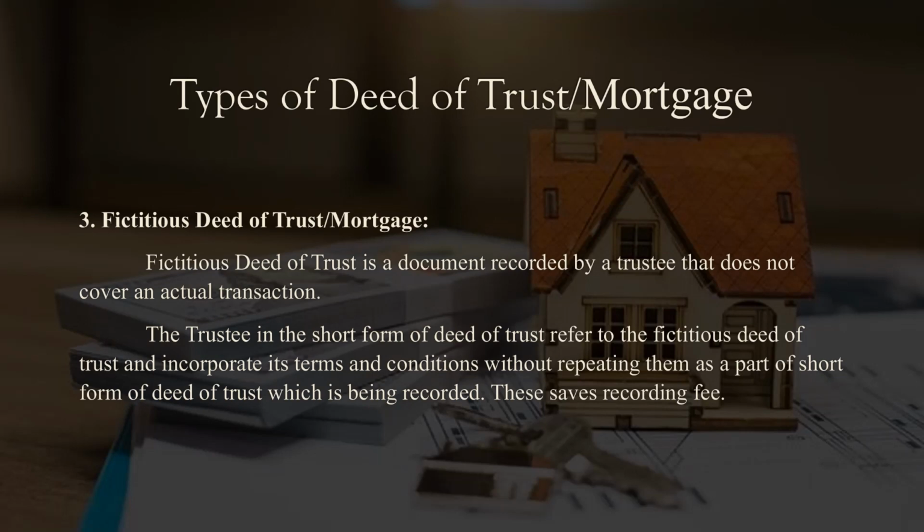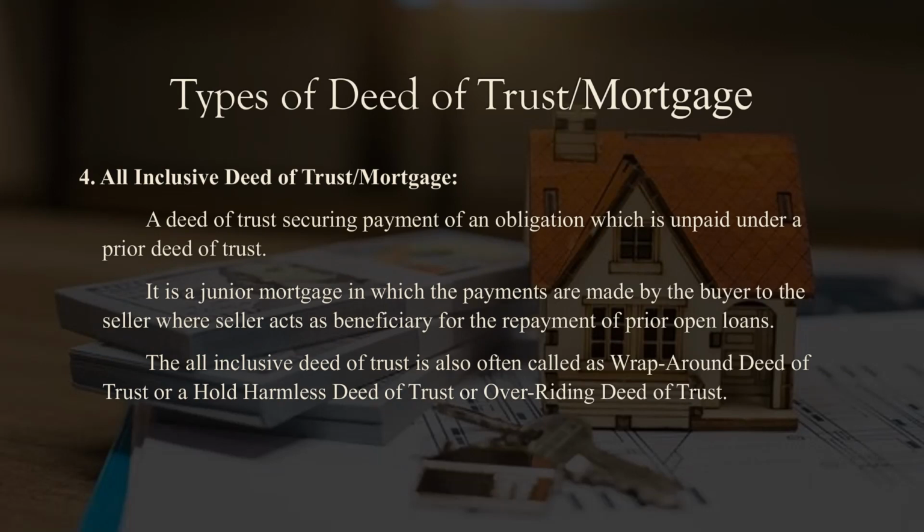It is used for reference only in a short form deed of trust. A fictitious deed of trust is a document recorded by a trustee that does not cover an actual transaction. The trustee in the short form deed of trust refers to the fictitious deed of trust and incorporates its terms and conditions without repeating them as a part of the short form deed of trust which is being recorded. This saves recording fees.